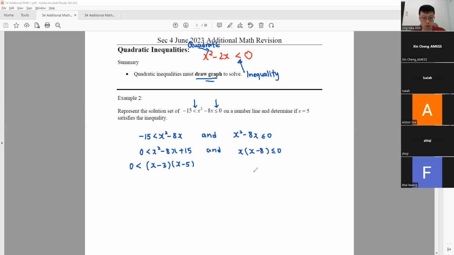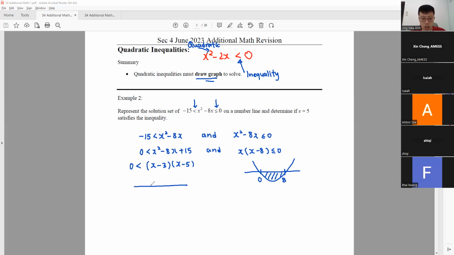Okay, so this is 0, this is 8. Because it's a positive x squared, that's the reason why we keep it positive x squared. So that is a smiling face. Which region do we choose? We choose the negative region because this is less than or equal to 0. So this is the region we choose.